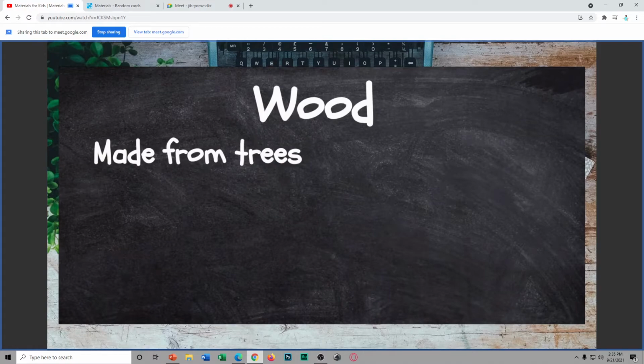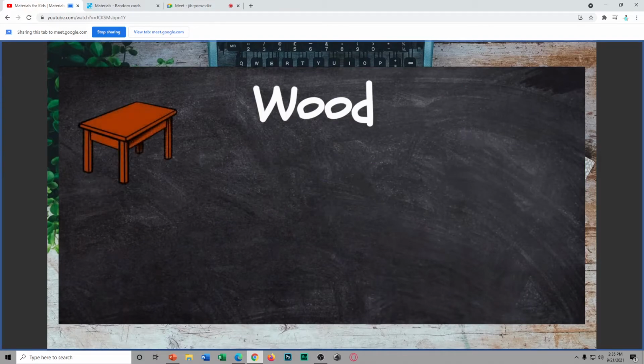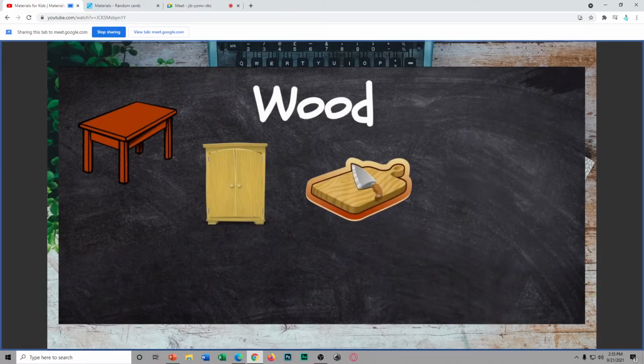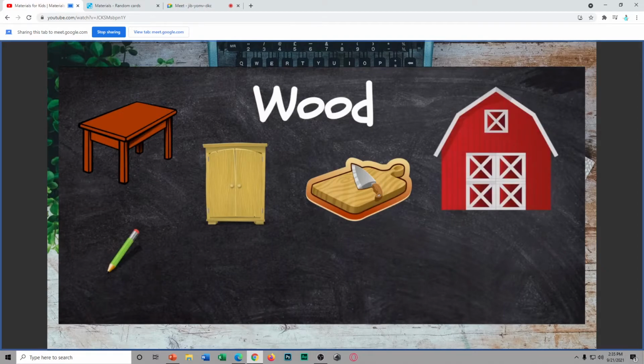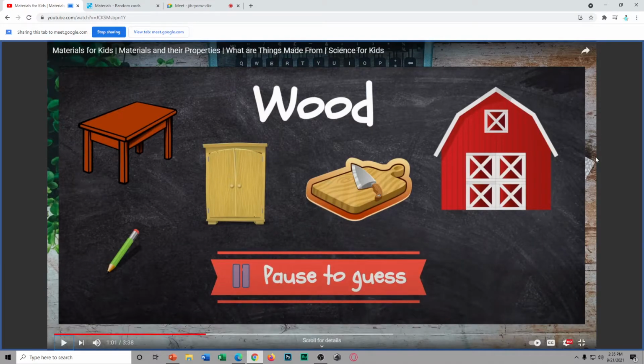Wood is made from trees. It is hard and therefore useful for making things that need to be rigid, such as tables, cupboards, chopping boards, pencils. Even houses can be made from wood. Can you think of anything else that could be made out of wood? Can you think of something made of wood aside from these examples?